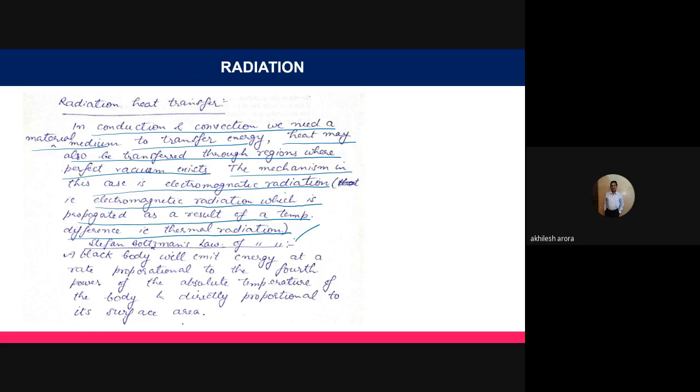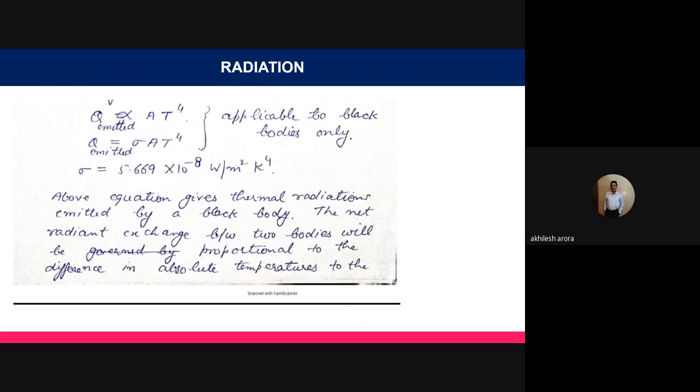Now this is actually Stefan Boltzmann's law of thermal radiation, and this is responsible for the radiation heat transfer. What does it say? It says a black body will emit energy at a rate proportional to the fourth power of the absolute temperature of the body and directly proportional to its surface area. So let us see what it is saying. Energy emitted by the black body is proportional to area of the black body into T raised to power 4, and it is applicable only for black bodies. Or I can say that Q emitted is equal to sigma into A into T raised to power 4.